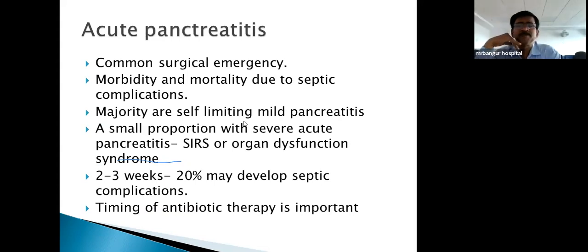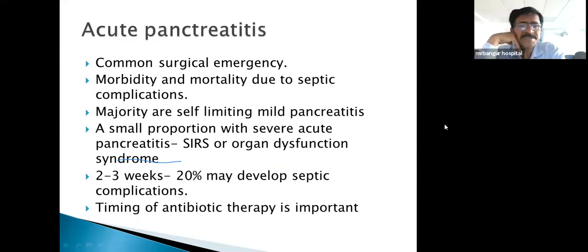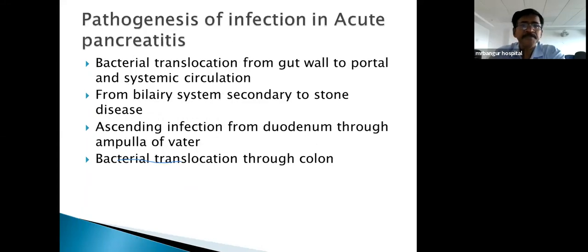Another important area for antibiotic usage is acute pancreatitis. Acute pancreatitis is one important surgical emergency, and most of the morbidity and mortality are due to septic complications. Majority of these pancreatitis are self-limiting. However, a small proportion of patients with severe acute pancreatitis may progress with SIRS or organ dysfunction syndrome. And it has been observed that in the course of 2 to 3 weeks, 20% of these patients may develop septic complications. So timing of antibiotic therapy in acute pancreatitis is important.